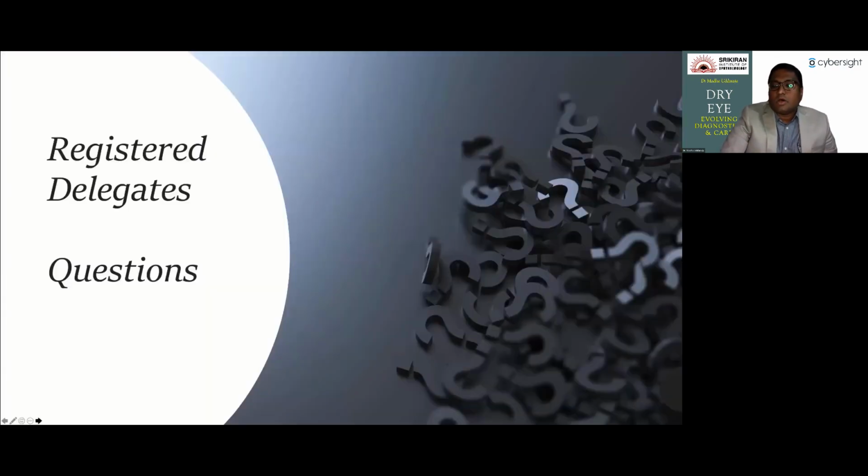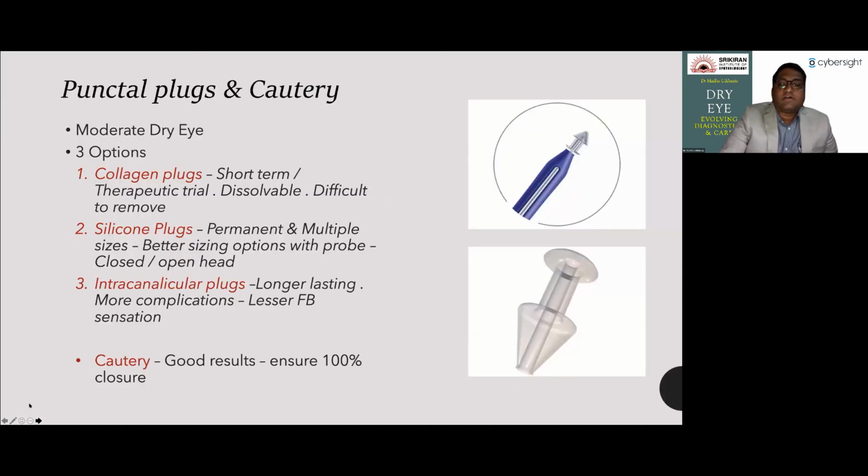Now, without much delay, let us first answer the questions raised by the delegates who have registered. They have asked me to elaborate about punctal plugs and cautery. We use these in moderate dry eye conditions, and there are presently three options available. One is the collagen plugs, which are short-term and dissolvable. It can be used like a therapeutic trial.